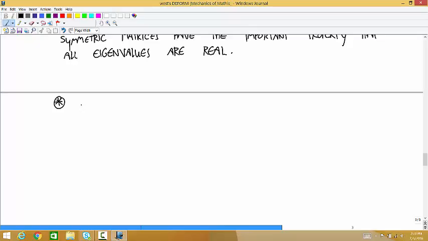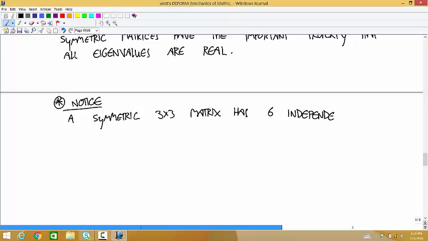One thing to notice, and I mentioned this before, a symmetric 3x3 matrix, even though it has 9 elements, only 6 are independent. So a symmetric 3x3 matrix has 6 independent elements, and that's why the Voigt form of the stress only has 6 elements. There's no reason to list the other 3. It's redundant.